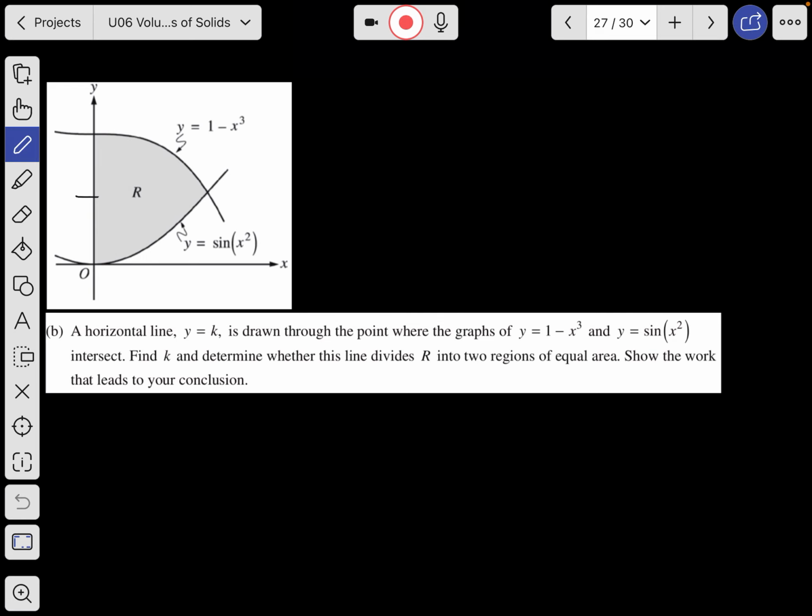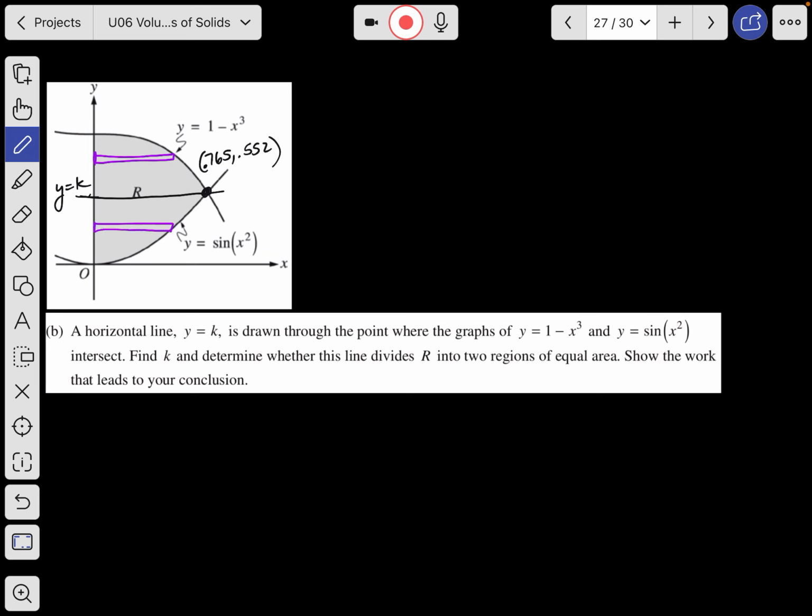So in this example, part B, it says a horizontal line y equals k is drawn through the point where the graphs intersect. So I'm going to go ahead and draw this horizontal line, y is equal to k. Find k and determine whether this line divides R into 2 regions of equal area. All right, so what we do know is that this intersection point is 0.765, 0.552.